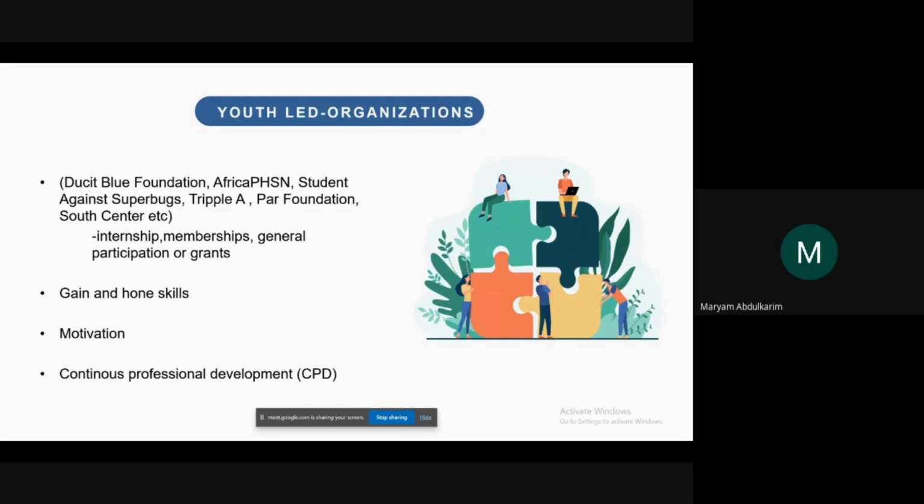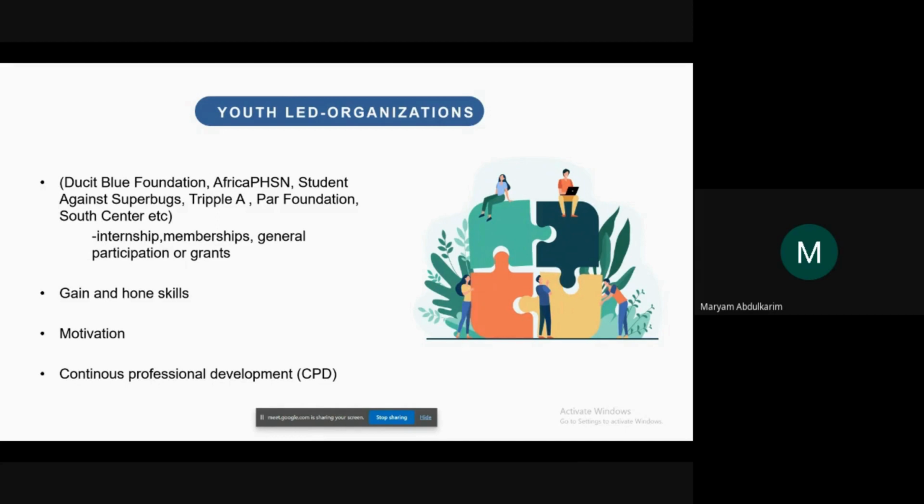And I've also applied for grants with South Centre on behalf of Africa PHSN. And I think we got the funds for both 2022 and 2023. So yeah, 2023, that was last year. So we got these funds for our AMR advocacy programs. And I guess even my interaction with Zakaria started when we collaborated to apply for a grant as well.